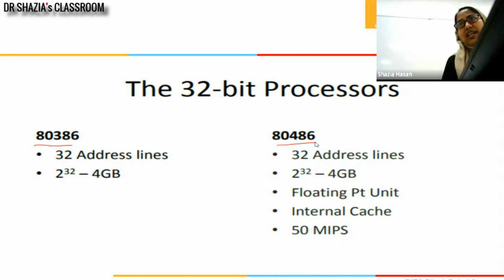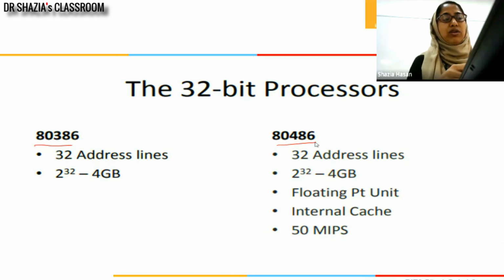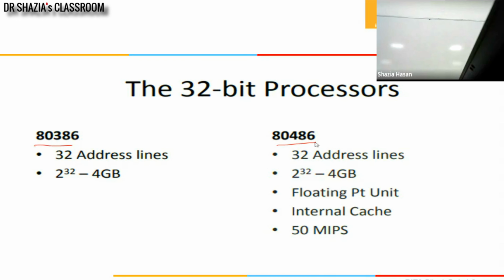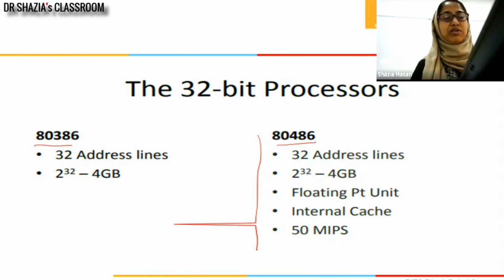So when we say it has 32 address lines, the maximum memory it can support is 2 to the power 32, which is 2 to the power 30 into 2 to the power 2, 4 gigabytes of memory space. After 386, in the case of 486, we have many features. So I should compare why we started talking about this from 486 onwards.